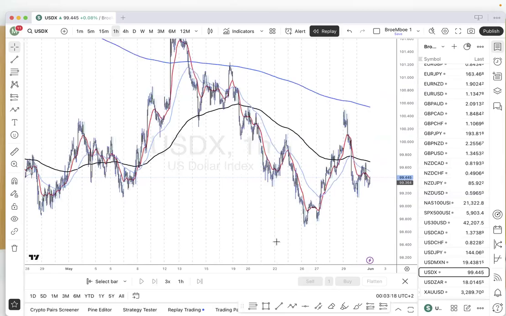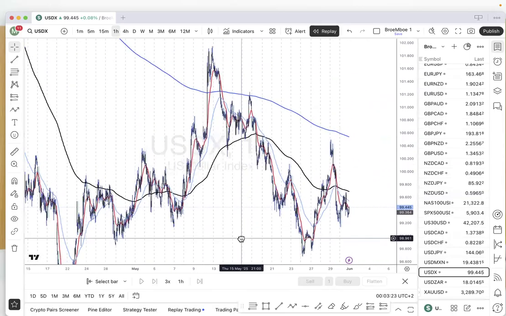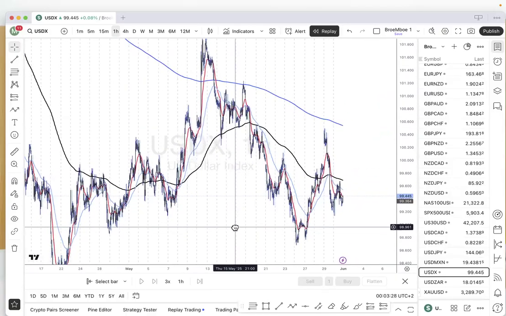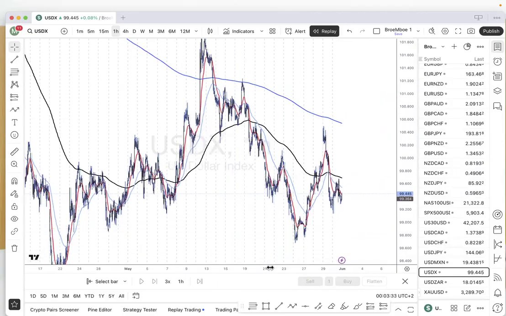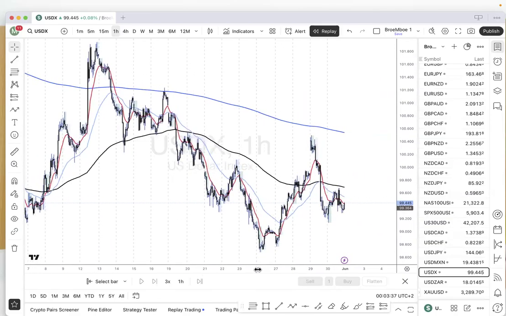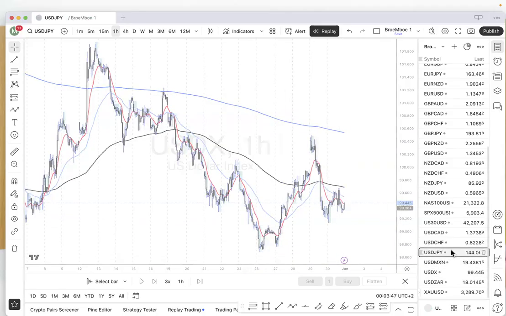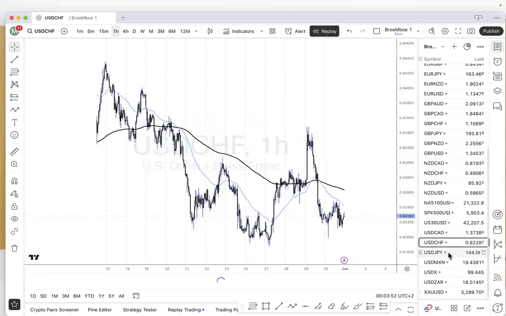So this is DXY, and what DXY does is move in the opposite direction with EUR/USD, GBP/USD, etc. So it's a futures asset, and you can analyze it to show you how USD/CHF will go, because it will go in the same direction with USD/CHF, USD/JPY. You can tell how the USD/JPY chart is similar to USD/CHF.